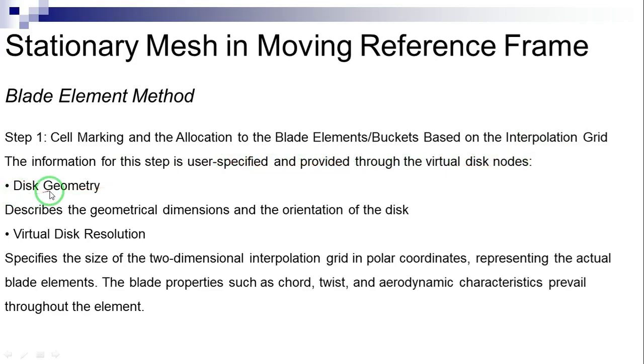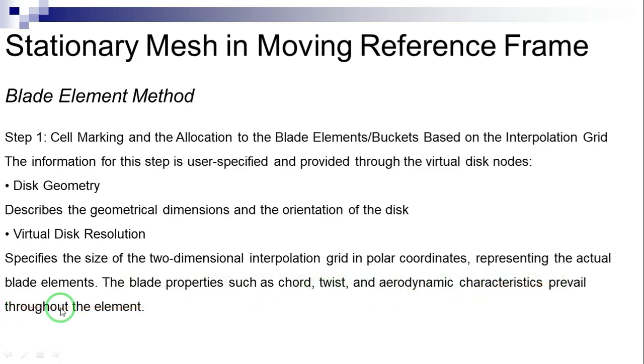Disk geometry describes the geometrical dimensions and the orientation of the disk. Virtual disk resolution specifies the size of the two-dimensional interpolation grid in polar coordinates representing the actual blade elements. The blade properties such as chord, twist, and aerodynamic characteristics prevail throughout the element.